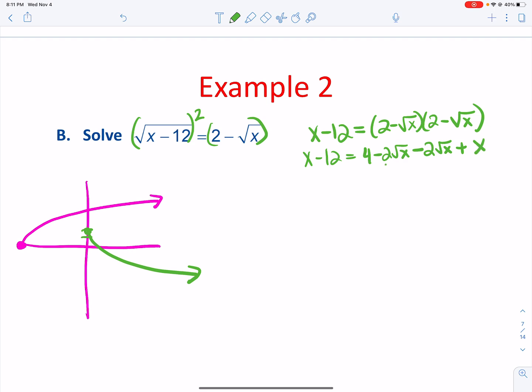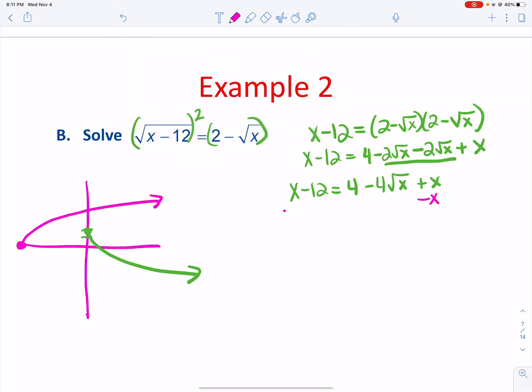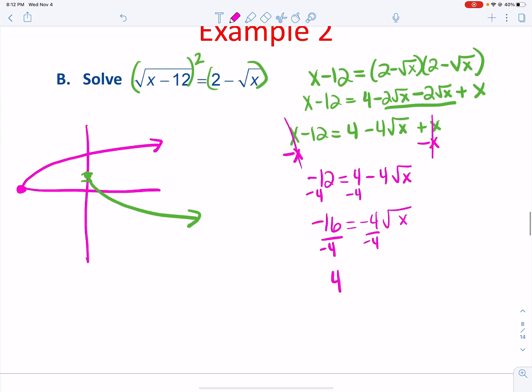All right, so if I put my like terms together, I would have x minus 12 equals 4 minus 4 root x plus x. So now I need to get my stuff on the same side. I'm going to minus x from both sides. My x's cancel, and that leaves me with negative 12 equals 4 minus 4 root x. Now I'm going to minus 4, and I get negative 16 equals negative 4 root x. I divide by negative 4, and I get 4 equals the square root of x. And then I square both sides, and so x equals 16.